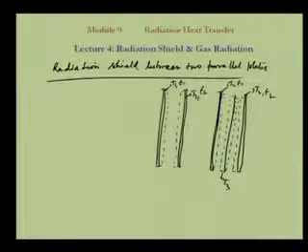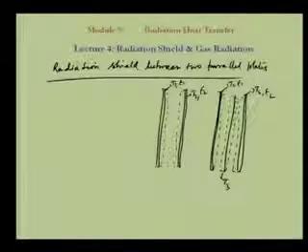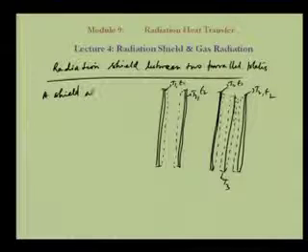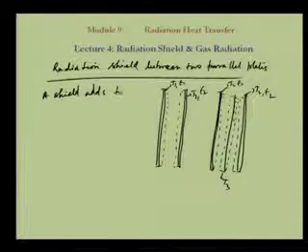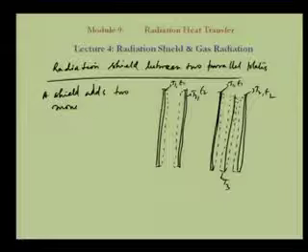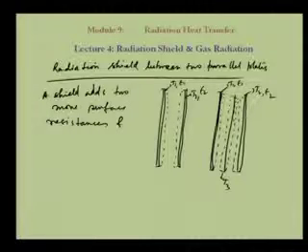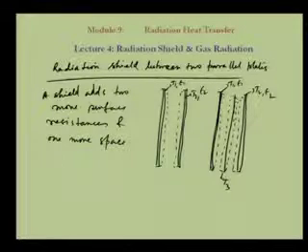So, when we put in a radiation shield, what is happening is that a shield adds 2 more surface resistances and 1 more space resistance.